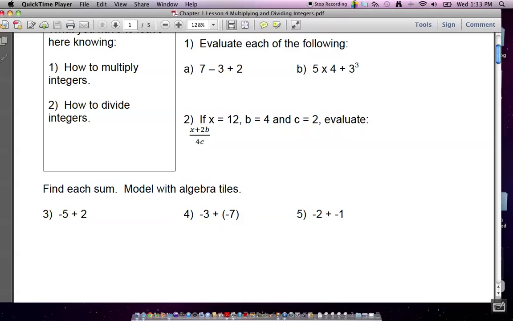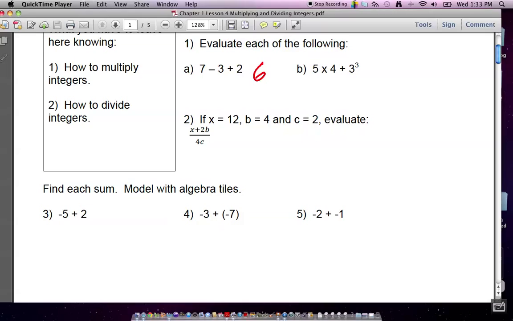What am I trying to trick you with on this question? Like PEMDAS, the addition sometimes comes first. When you get down to addition and subtraction, it's just left to right. Don't do the addition first. 7 minus 3 is 4, 4 plus 2 is 6.